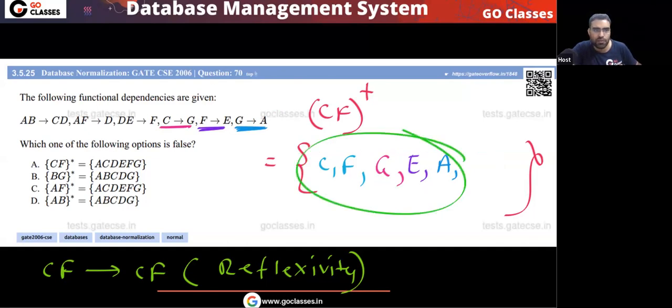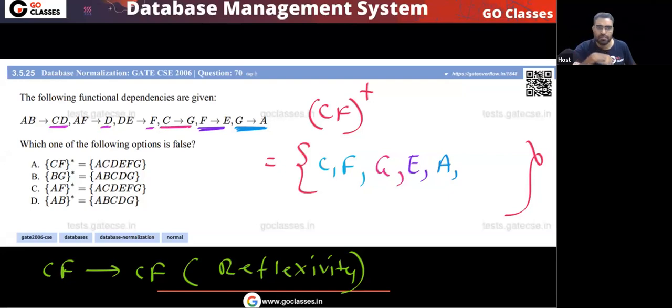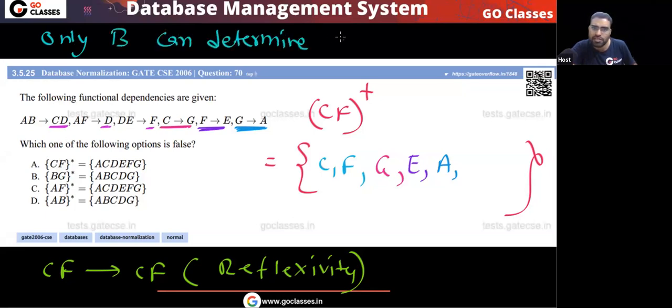Now, these five, what can they bring? Can they bring B? No one can bring B. Only B can bring B. Yes or no? See, on the RHS, you don't have B. So can I say only B can determine B? Agree with me? Because on the RHS, there is no B. Very simple.